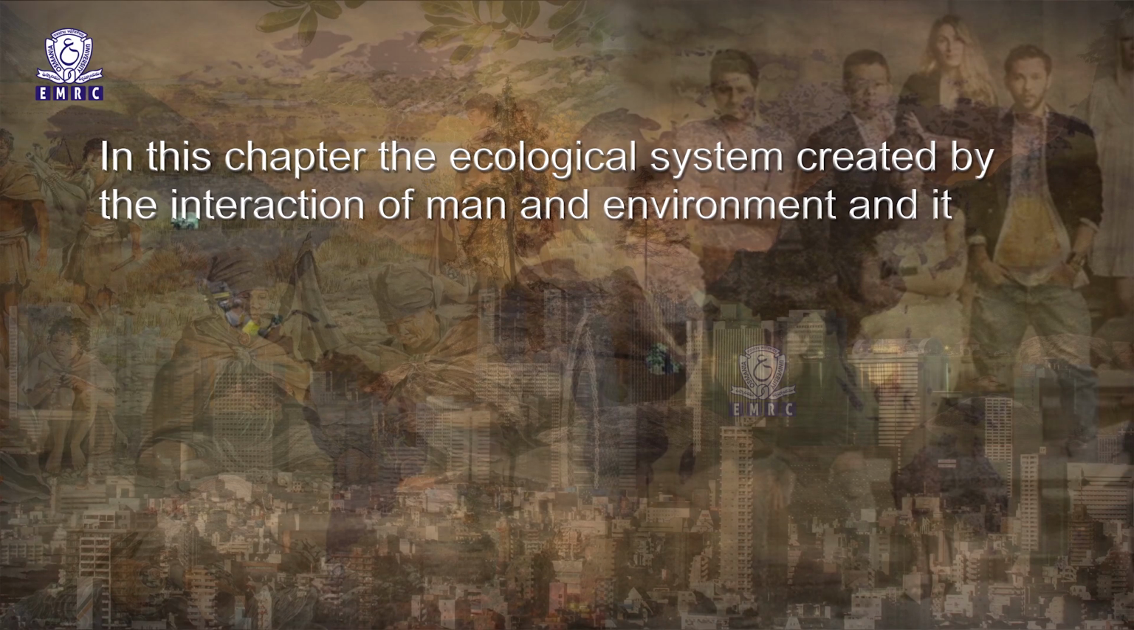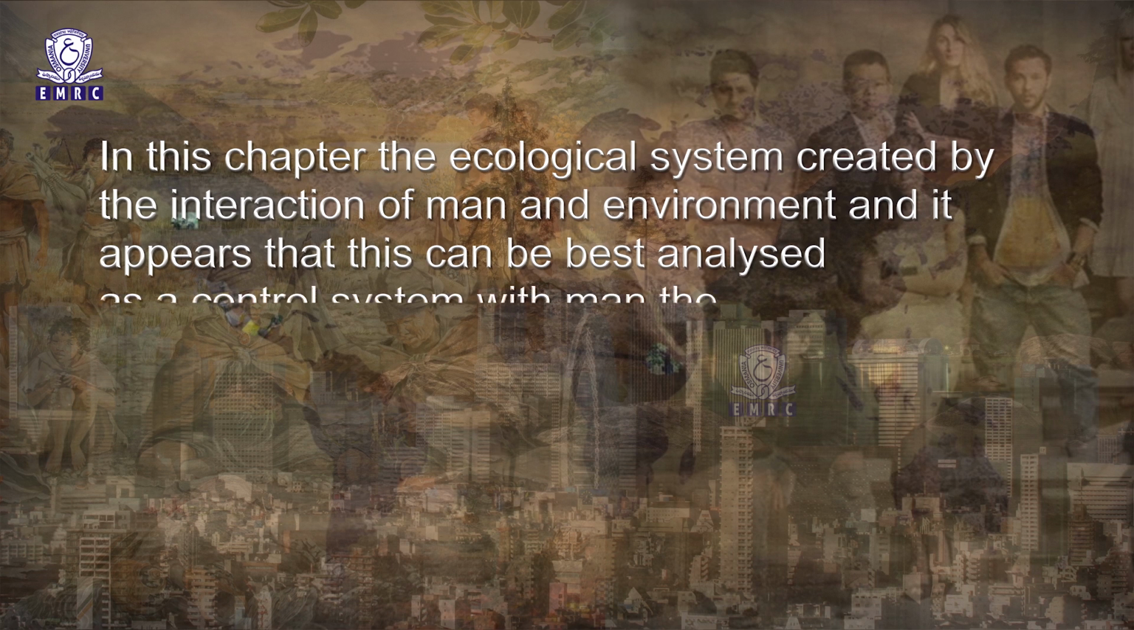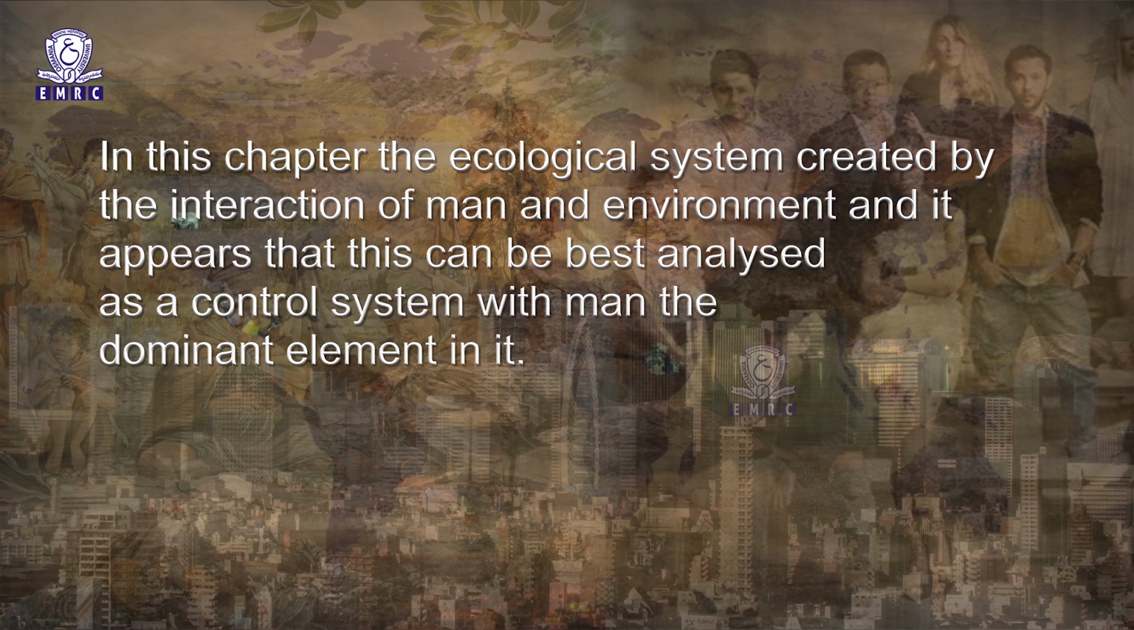There are two main approaches to the study of human geography, and these involve the analysis of two major systems, the ecological and the spatial. In this chapter, the ecological system created by the interaction of man and environment is examined, and it appears that this can be best analyzed as a control system with man the dominant element in it. The role of culture in the man-environment relationship has been emphasized, since it is culture that influences the nature of human intervention in the system.